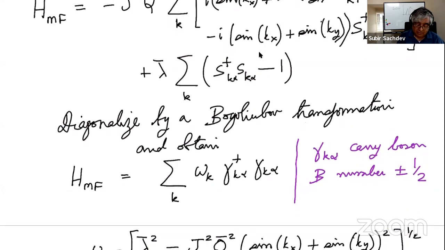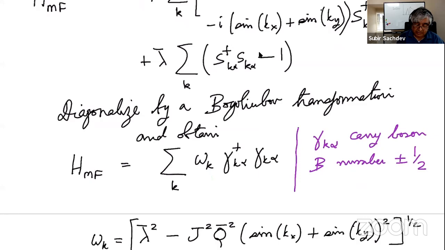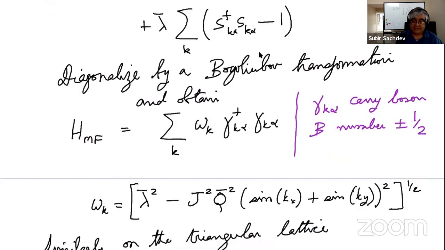And basically, you always get a double degeneracy where these gamma k carry a spin index, alpha. So the gamma k now are excitations. And as we discussed at the very beginning of the lecture, they carry boson number plus half or minus a half. So at the end of the story, I have a mean field Hamiltonian for this antiferromagnet. And what it is telling me is that my excitations are bosons that carry spin a half, or bosons with boson number plus or minus a half with some dispersion. I even know the dispersion. This is what it looks like right here.